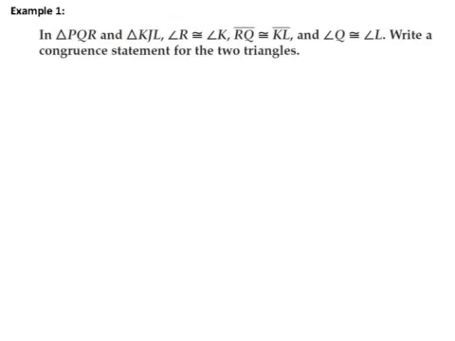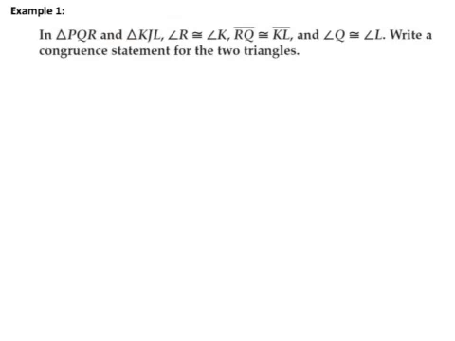Let's reinforce the concept of that postulate in this example. In triangle PQR and triangle KJL, angle R is congruent to angle K. Segment RQ is congruent to segment KL, and angle Q is congruent to angle L. Now, let's write a congruence statement for the two triangles.